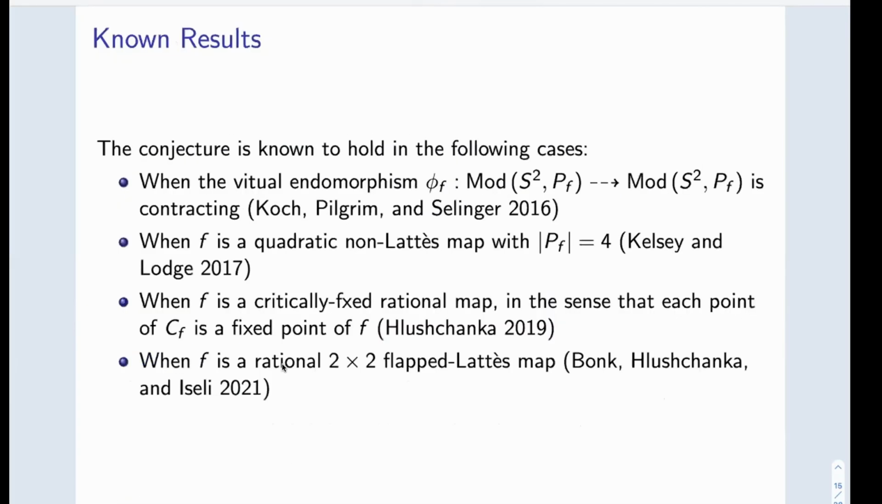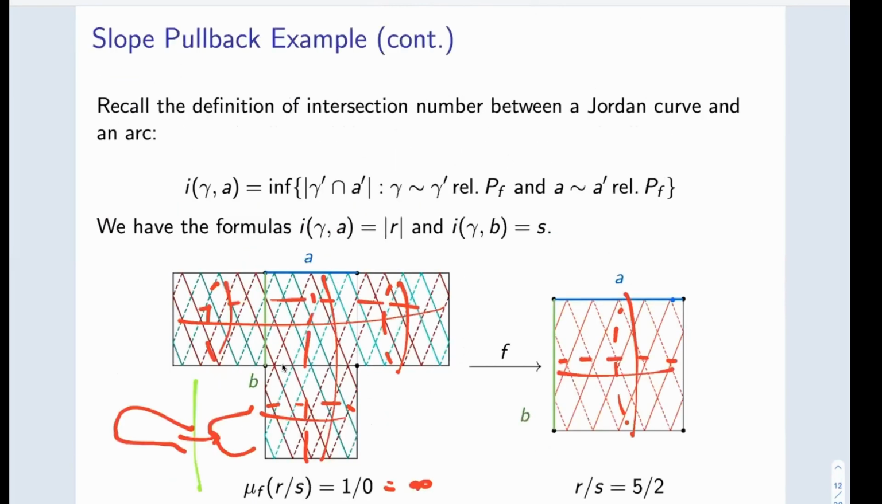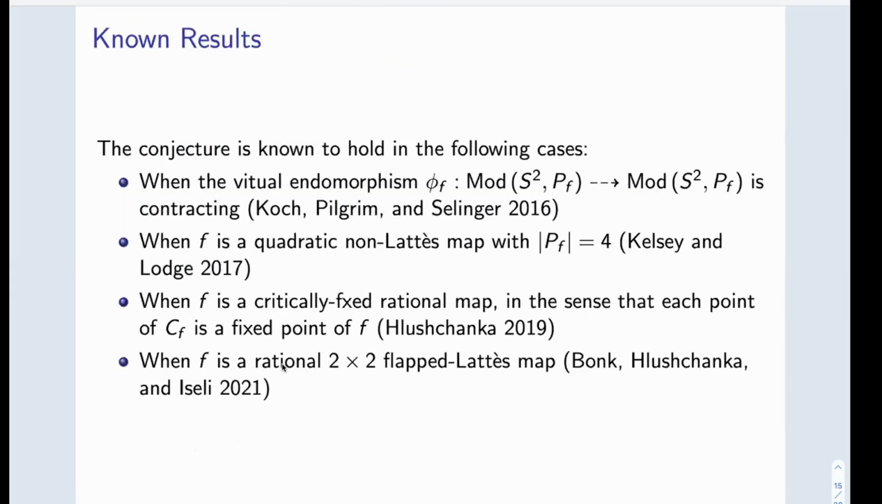So here are a couple of special cases where the result is known. I'm not going to go into the details here, this is a bit of an aside. But this is an interesting problem, and a lot of people have been working on it for a while at this point. It is known that this particular example here satisfies the curve attractor problem. And we'll hopefully see a proof of this more or less later on.